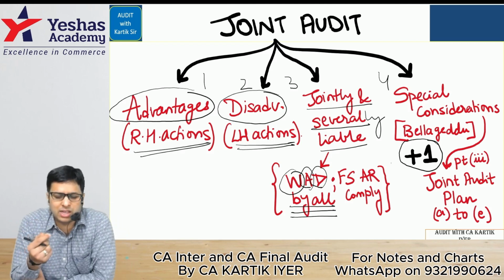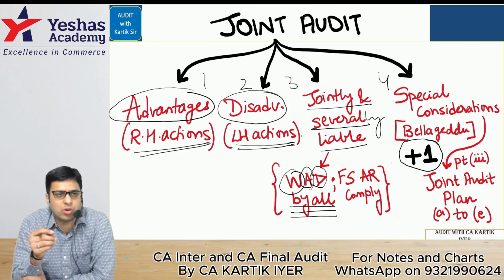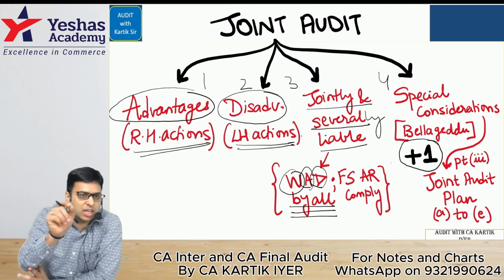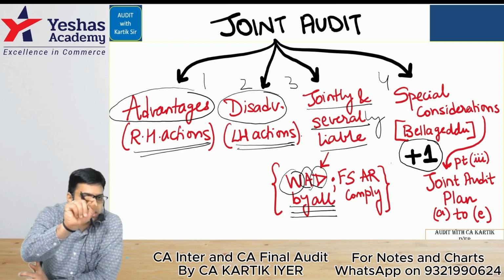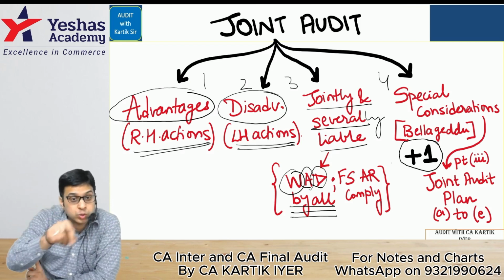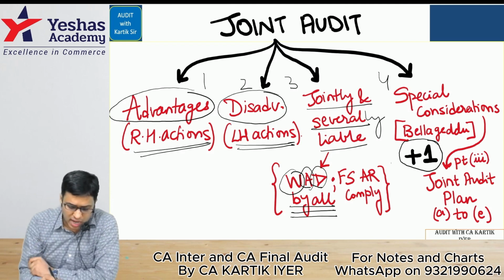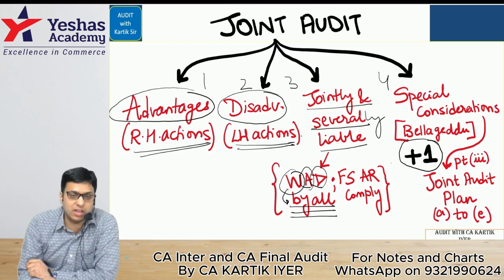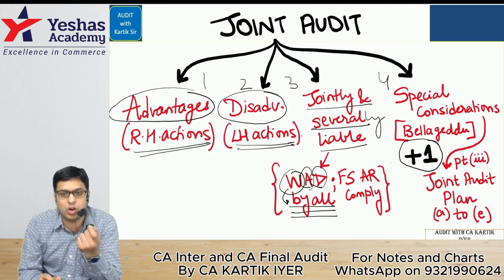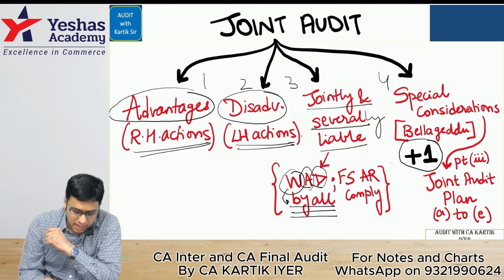Work done by all. In the class, we had done the example that if joint auditors have divided the work amongst themselves between the three of them in fixed assets, in between assets, liabilities, and P&L account, the notes to accounts area becomes the common area, common concern. So that is the work done by all. So if there is a mistake regarding the notes to accounts area, all three joint auditors will be jointly and severally liable.